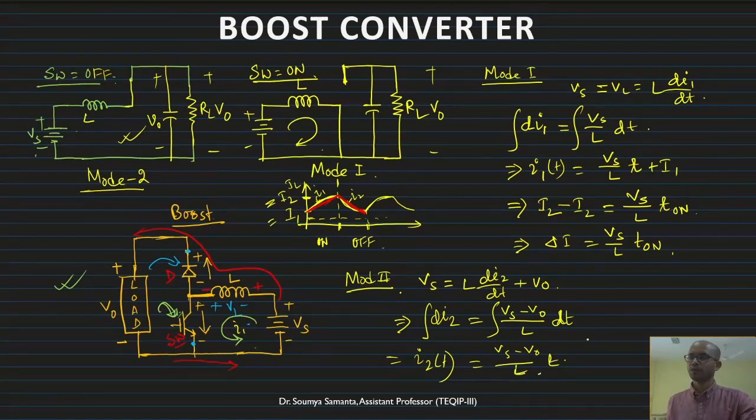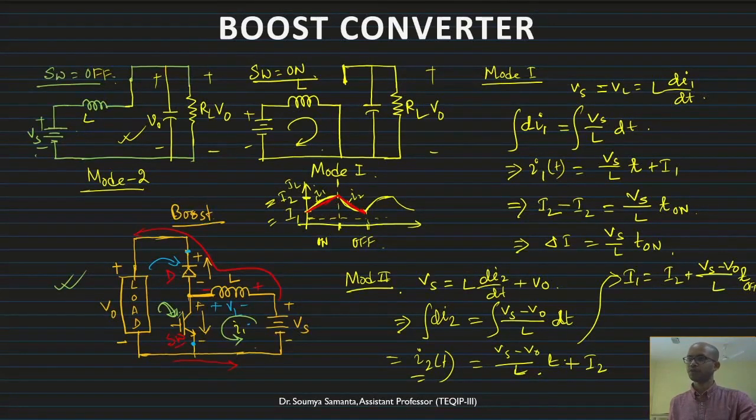Fine. So now, what is the final value of I2(t)? Suppose I1 is the initial condition. I1 equals I2 plus (Vs minus Vo) by L into T, where T is T off.